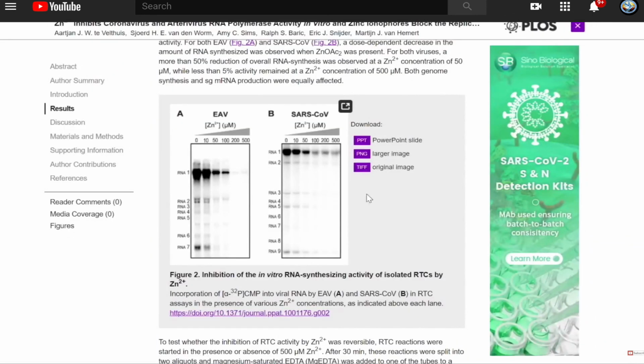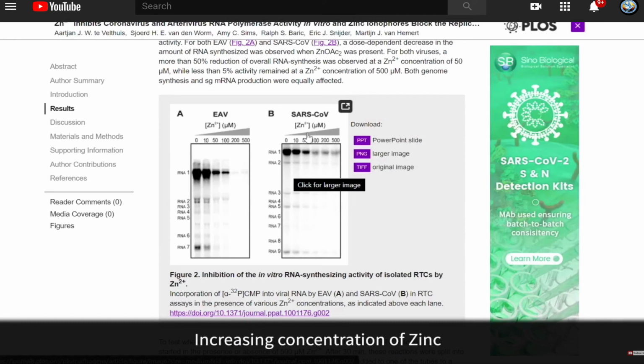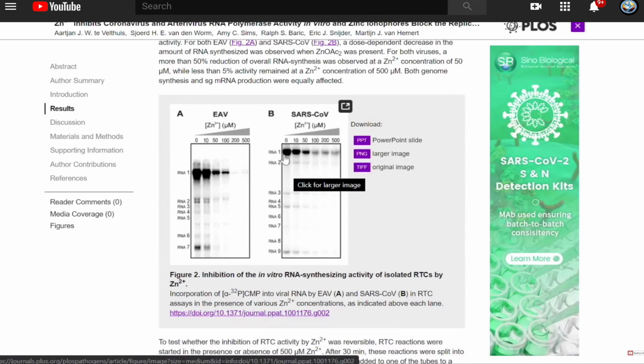Here's a really telling figure. Here we have an increasing concentration on the x-axis, and here we're looking at RNA1, which is the product of the RNA-dependent RNA polymerase. And we can see here that when there's a zero concentration of zinc, the virus can basically do what it wants. But as we start to increase the concentration of zinc, you can see that that quickly diminishes and the RNA-dependent RNA polymerase can no longer do what it wants to do.